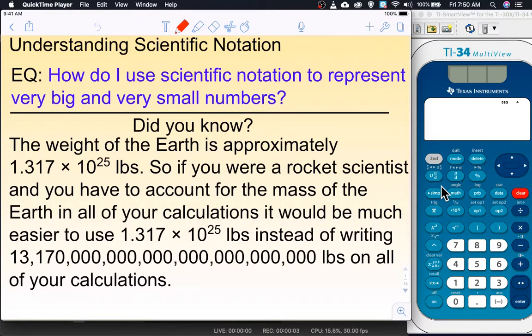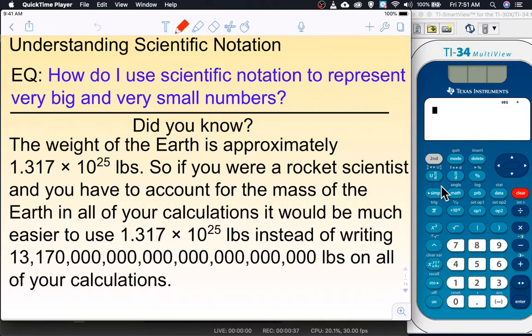Hello, and welcome to this lesson on scientific notation. This will be the first of 3 different lessons on scientific notation. This lesson is focusing on just understanding what scientific notation is, being able to convert it from standard form to scientific notation and back. The next lesson will be all about addition and subtraction of scientific notation. And then the last lesson will be all about multiplication and division of scientific notation. So let's get into it.